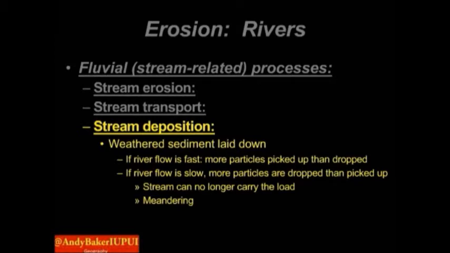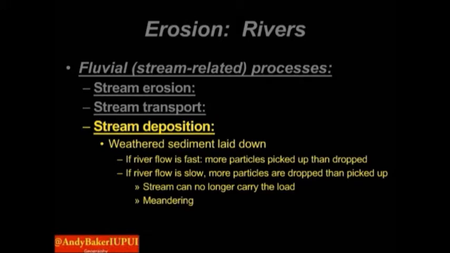Some duh statements here, but if a river flow is fast, more particles are picked up than dropped. And if a river flow is slow, more particles are dropped than picked up. So one of the characteristics we're going to see here is areas of more deposition, like I said before, where we get flatter slopes. We're going to get a more meandering river, as we'll see in the following slide when we look at the Amazon.